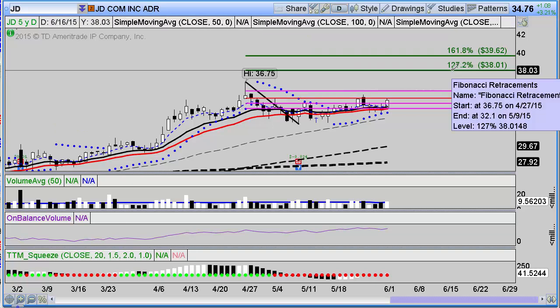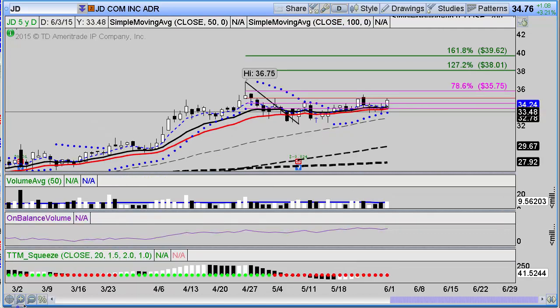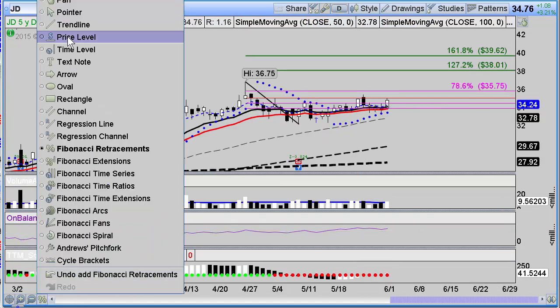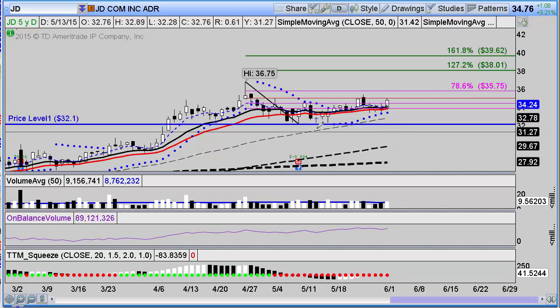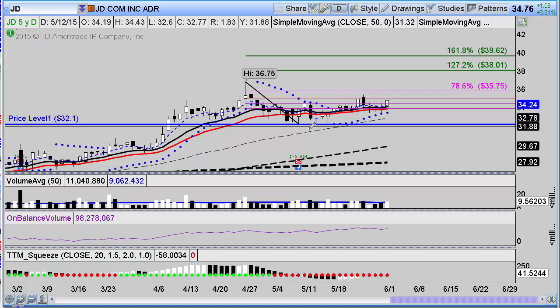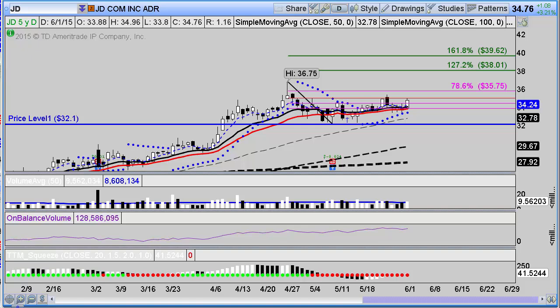So 38.01, 39.62, and then that $40.10 are three targets you can use, scaling out as you go, and I think this is a prime opportunity to buy either the stock or the options, with a break of 32 being your stop. So I think that's a great ticker if you want to play it with options or via stock.